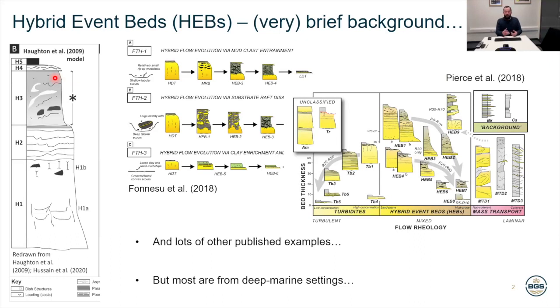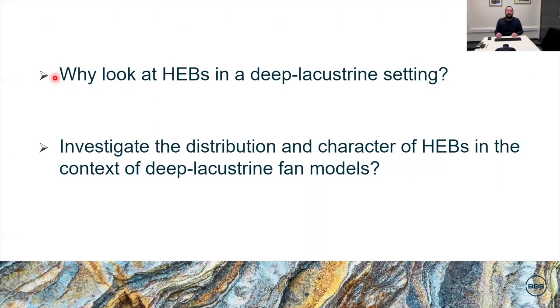firstly, are those processes the same in a deep lake as they are in a deep marine setting? If they are the same, then what are the controls on those systems? But also, what are the differences? So why look at HEBs in a deep-lacustrine setting in particular, and why investigate the distribution and character of HEBs in the context of deep-lacustrine fan models?